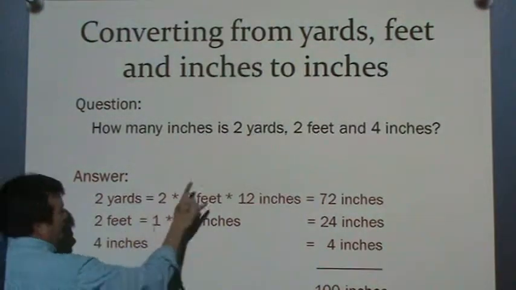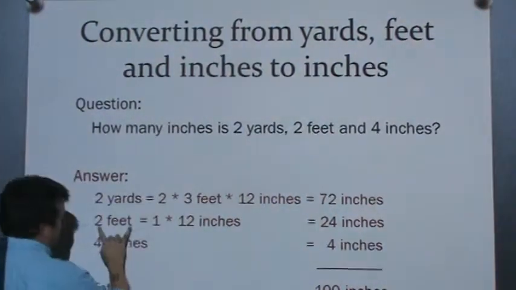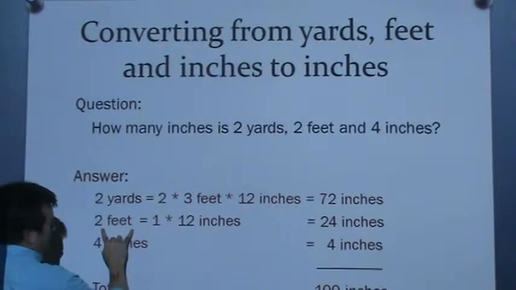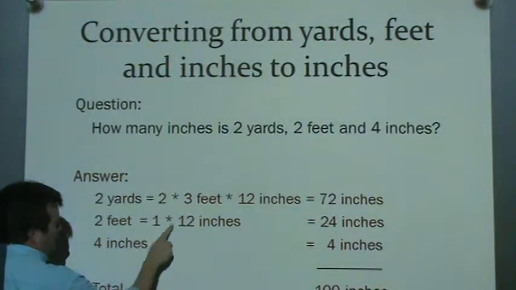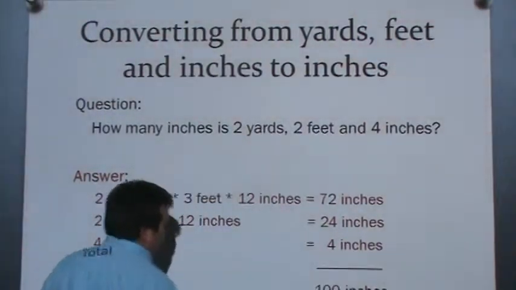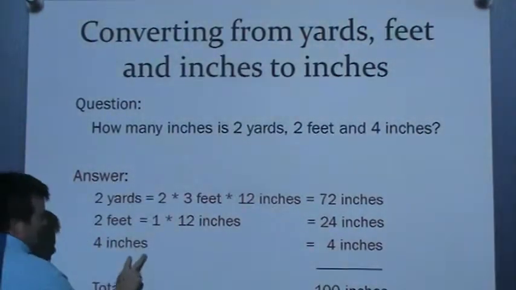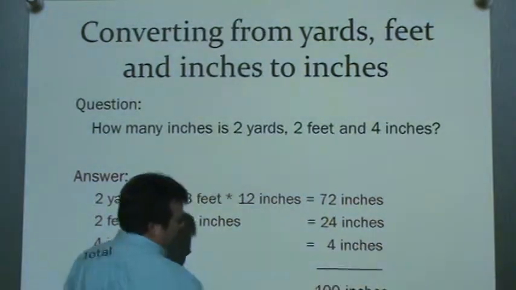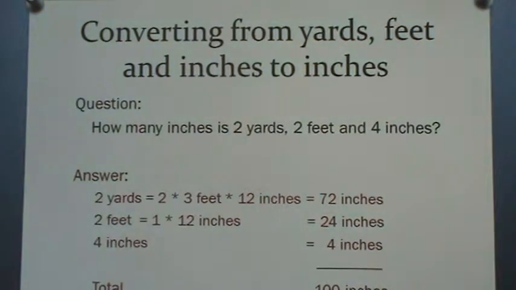Then the 2 feet, this part, the 2 feet, oh, this should be 2 times 12 inches. This should have been a 2. Sorry about that. That equals 24 inches. And then the 4 inches is just 4 inches, and now we add all these up. So that would end up being 100 inches is the total.